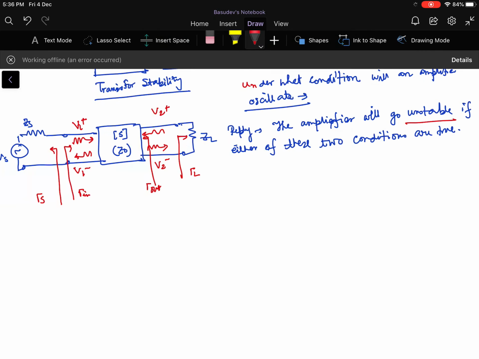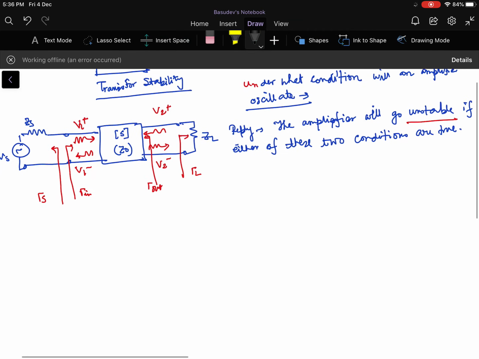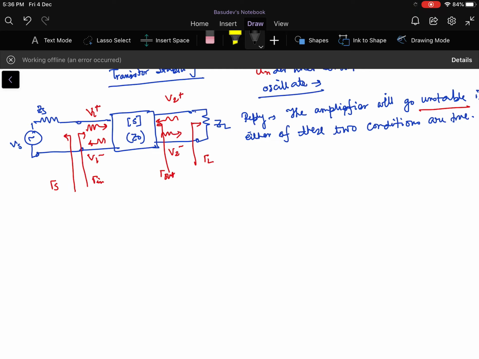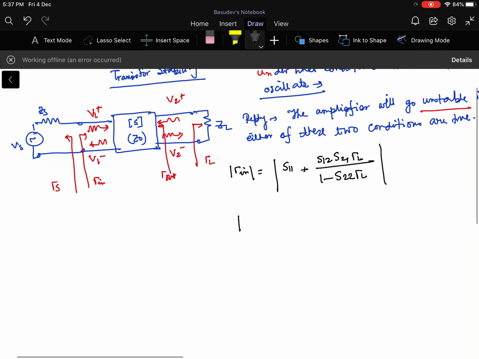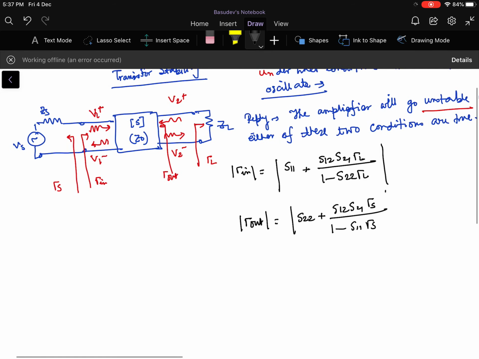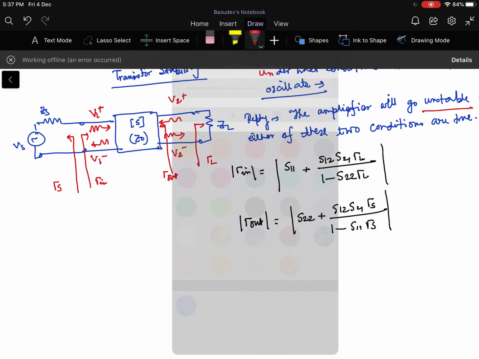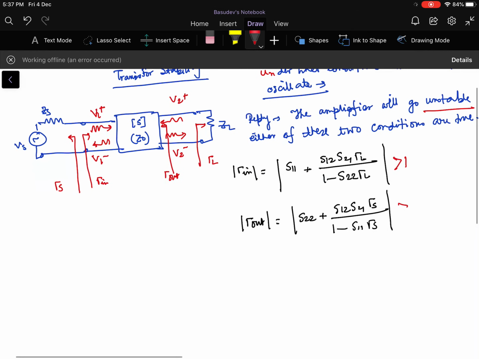So what are actually those conditions? Let me write that the conditions are, first I will write mod of tau in, which is S11 plus S12 S21 tau L divided by 1 minus S22 tau L. We have seen in my last lecture how we calculated it. And if mod of tau out, S22 plus S12 S21 tau S divided by 1 minus S11 tau S, if these two parameters go greater than 1.